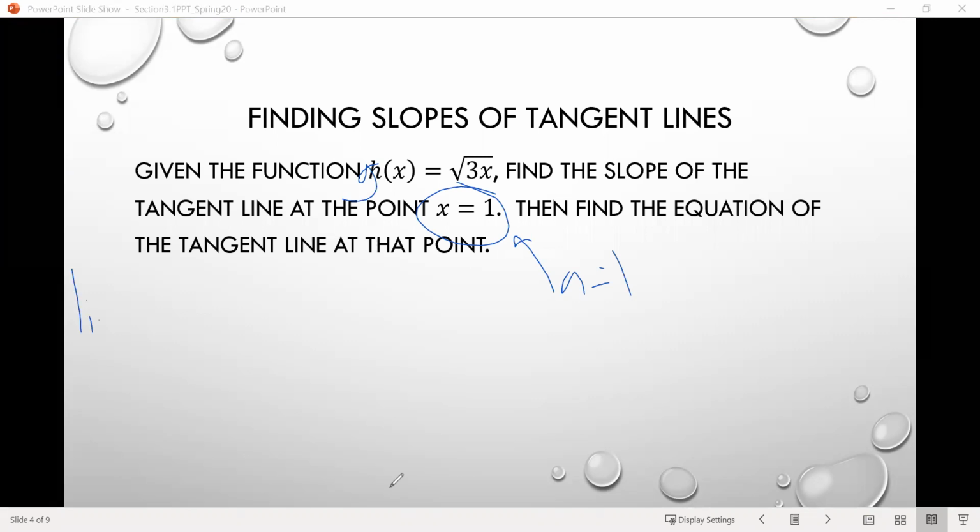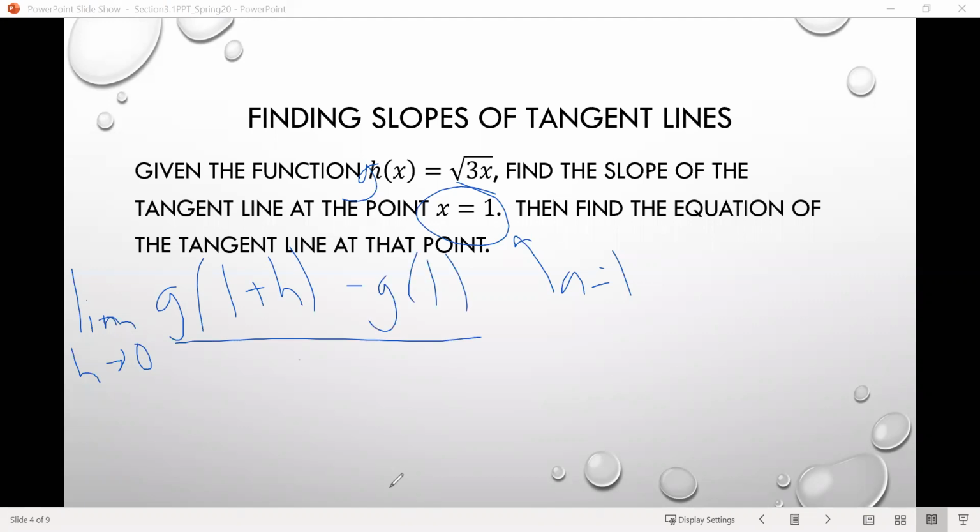So we're going to do the limit as h approaches 0. We'll do g of a plus h. In this case, it'll be 1 plus h, and this is why I just chose to use g instead of h, to not mess up our h's here. You'd be confused which h is which. Minus g of 1, and then we'll still have the h in the denominator.